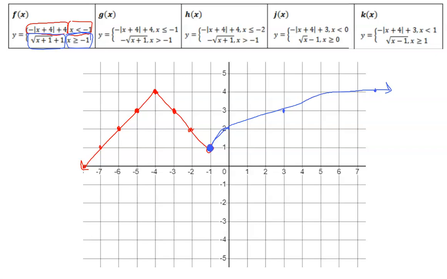Okay, now let's take a look at g of x. So g of x has the same subfunction, the absolute value, and we're keeping the same part of it, only it's going to be inclusive instead of non-inclusive. So that's going to have the same endpoint, but it'll be a closed circle. So we'll go ahead and make that a closed circle at that endpoint.